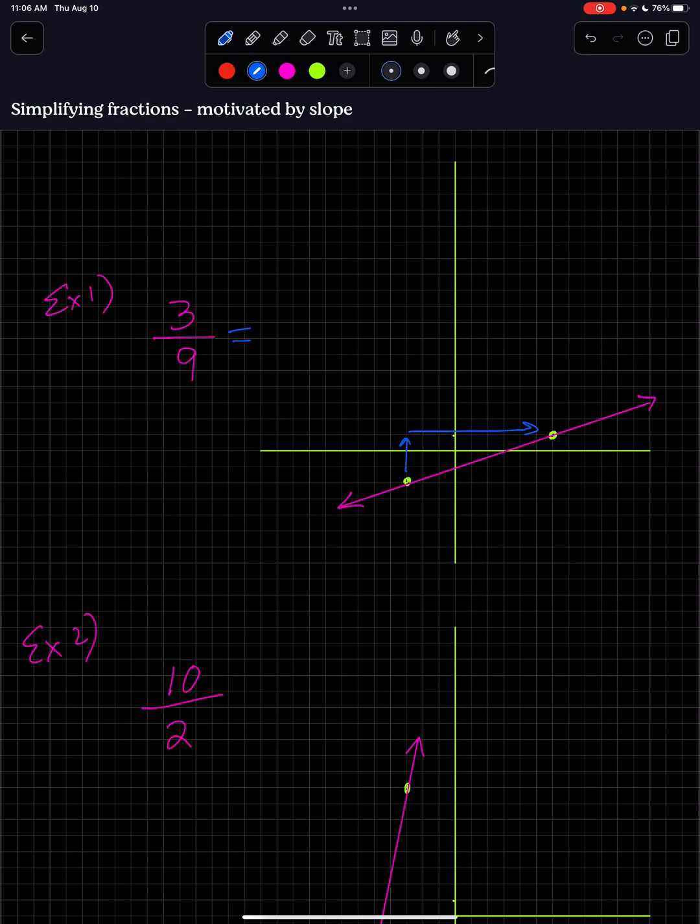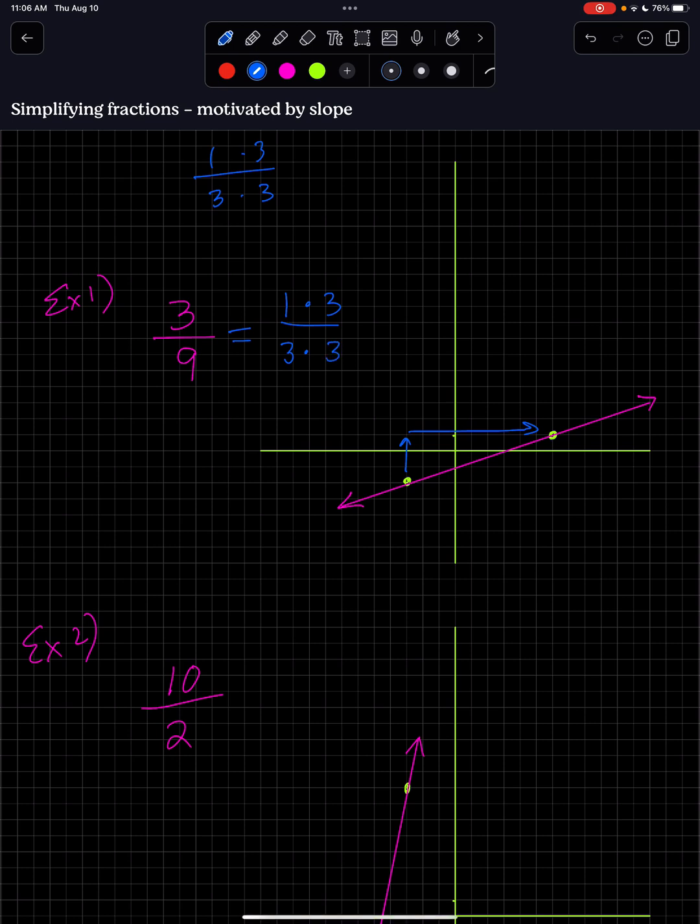So 3 and 9, how do you make 3? Well, 1 times 3, so the factors are 1 and 3. How do you make 9? That's 1 times 9, or 3 times 3. So they both share a 3 in common. The numerator and the denominator are both multiples of 3. That's their greatest common factor.